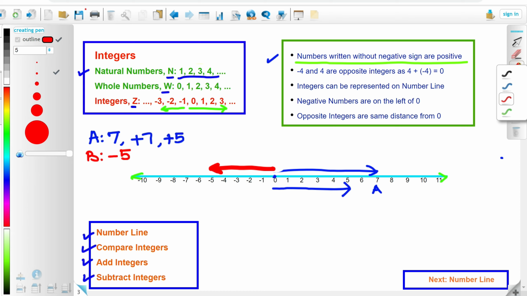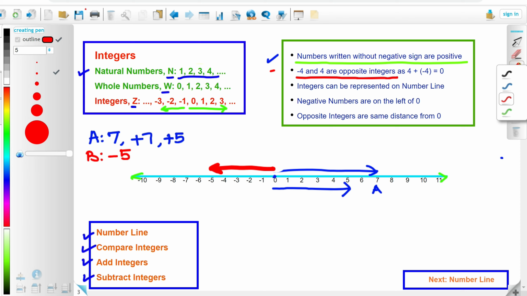Correct. So for negative, I'm moving left, and the length of the arrow is the magnitude of the number itself. So that is 5 units left. In short, we can see that minus 4 and plus 4 are opposite integers. What does it mean? It means if you add plus 4 and minus 4, you get 0. So the addition of opposite integers is always 0.